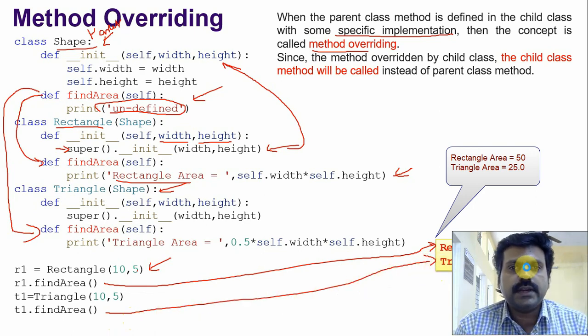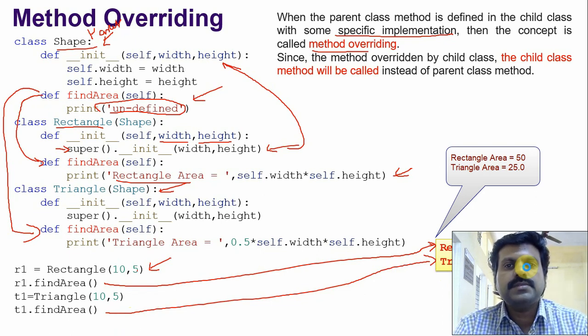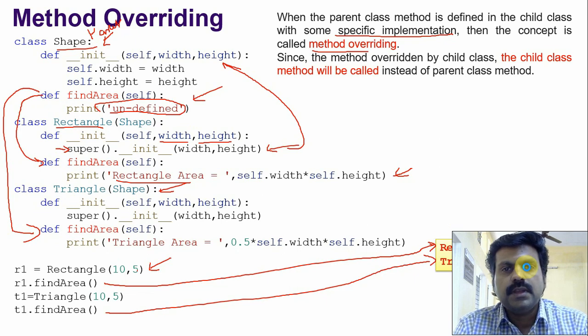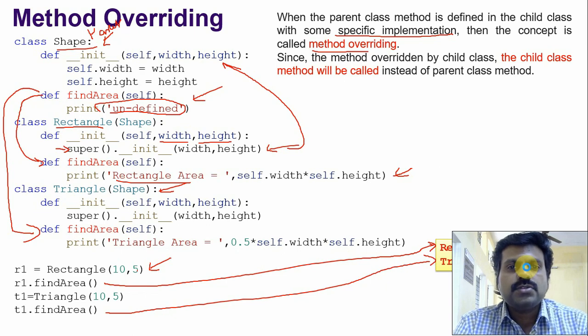Through inheritance, we are inheriting the methods from the parent class. Sometimes you want to modify the implementation of the parent class functions. If you modify them in the subclass, it is called method overriding. So when you call that function, the subclass function will be called, not the parent class function.